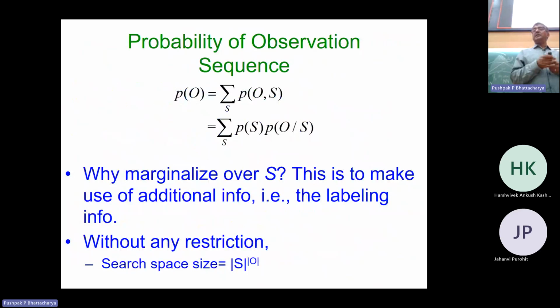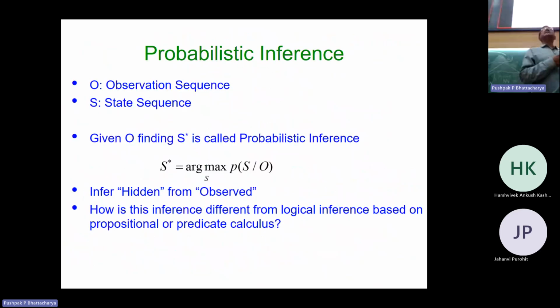Now we come to this question of probability of an observation sequence, that is computing the language model. So probability of an observation sequence is linked with the probability of the state sequence. Can you compute the probability of an observation sequence? You cannot directly compute it, because what is given to us is the transition probability, the probability of going from one state to another.